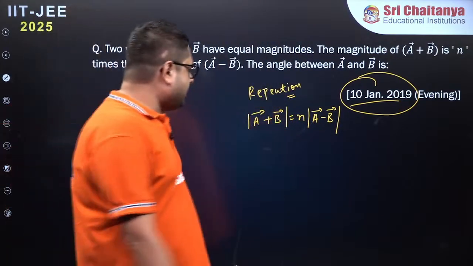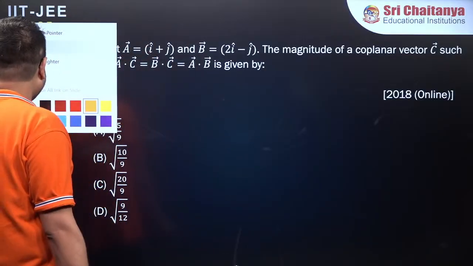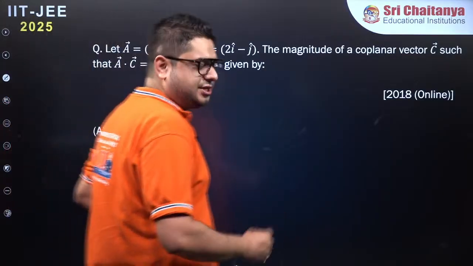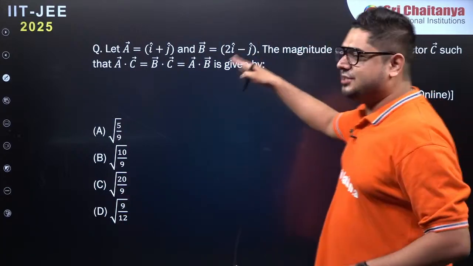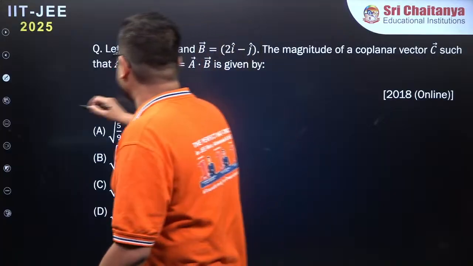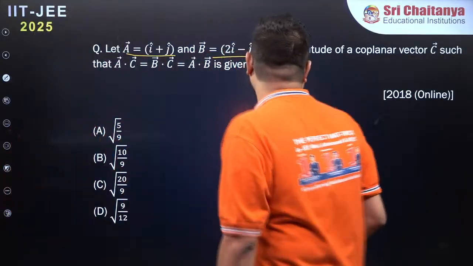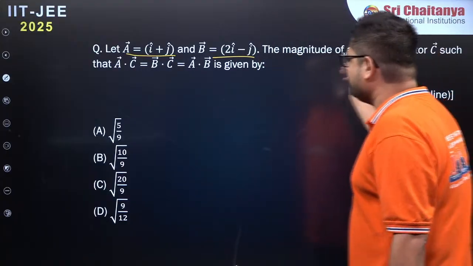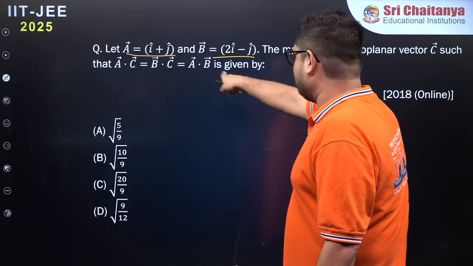Okay. So now let's proceed to the next question over here. Let's see how many amongst you will be able to solve this. Now this question is based upon dot products. It was asked in JEE in 2018. You can see that A is equal to I cap plus J cap, and B vector over here is given as 2I cap minus J cap. Find the magnitude of a coplanar vector C such that A dot C is equal to B, and B dot C is equal to A dot B, isn't it?